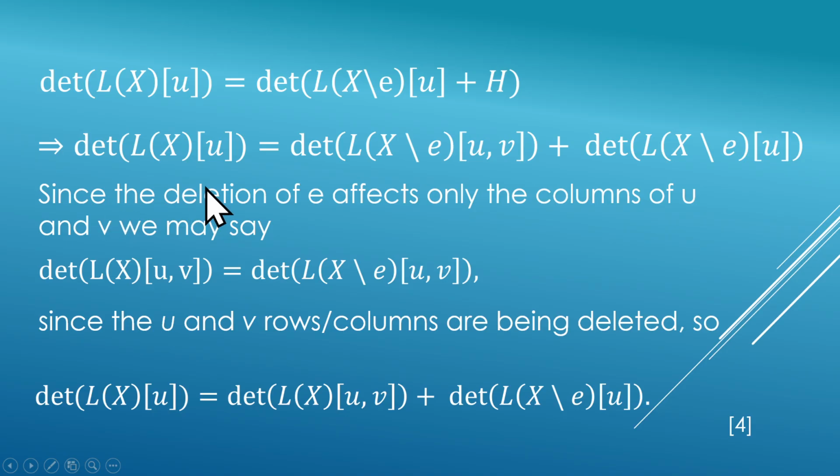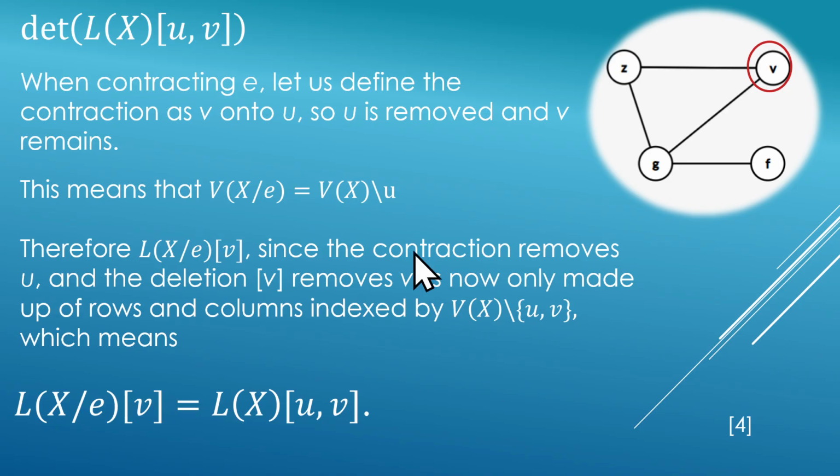But we'll notice that since the deletion of E affects only the columns of U and V, we can say that the determinant of the Laplacian of the regular with deleting U and V is equal to deleting the edge E. So this deletion of the edge doesn't matter because we're already deleting U and V. So this is equal to that. And then we can say here the simplified version where we don't have this delete E because it doesn't matter. So that's our next line of the algebra here.